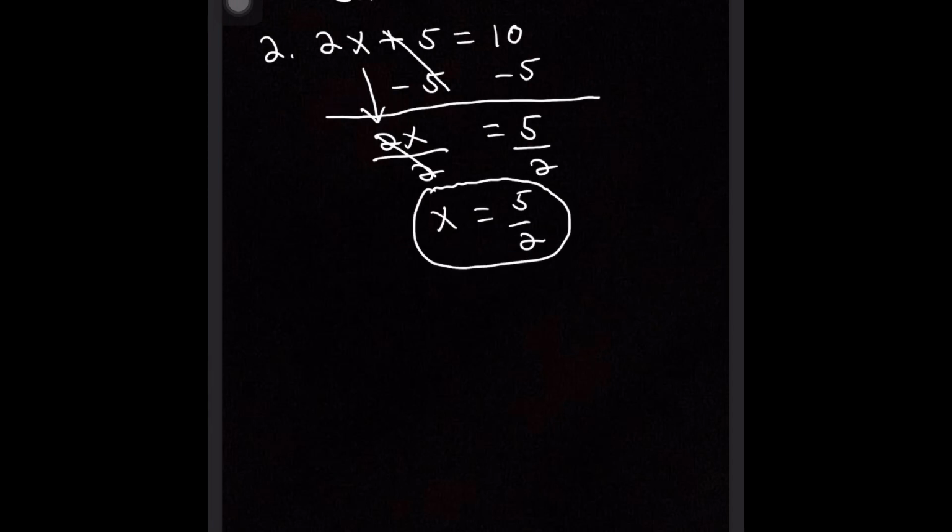Now, your teacher may let you keep your answer like this, or your teacher may want you to have your answer in decimal form. To get it in decimal form, all you have to do is 5 divided by 2. And you can put that in your calculator if you have one. And you're going to get 2.5. So if your teacher wants it in decimal form, it will be x equals 2.5. And there are other ways your teacher may want your answer. Your teacher may want you to round your answer. So just pay attention to the instructions that are on the paper or the instructions that your teacher gives you, okay? All right, let's go to the next one.